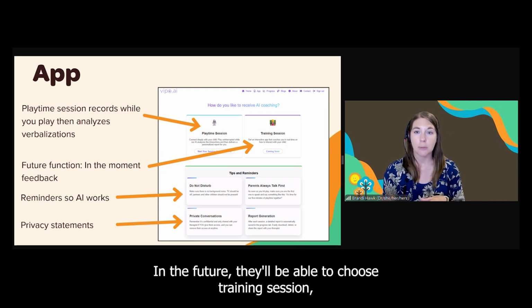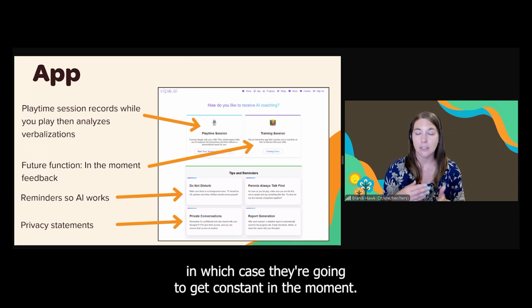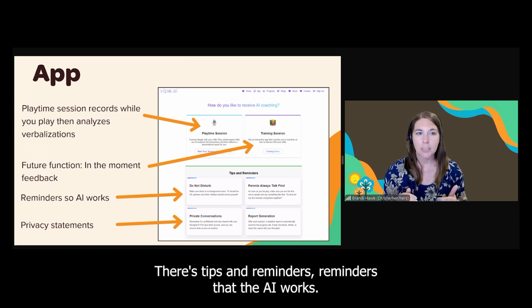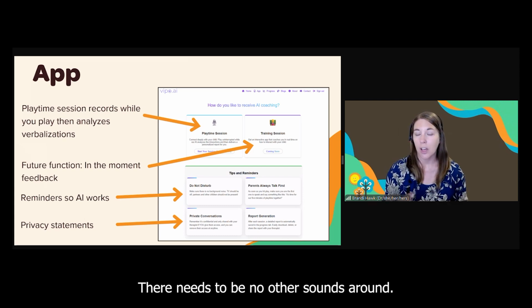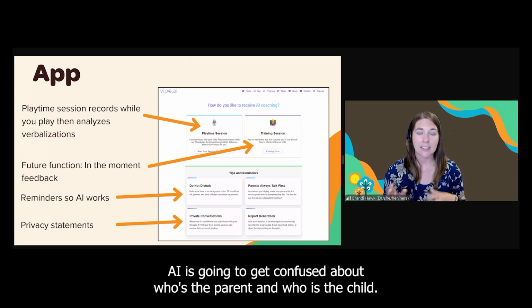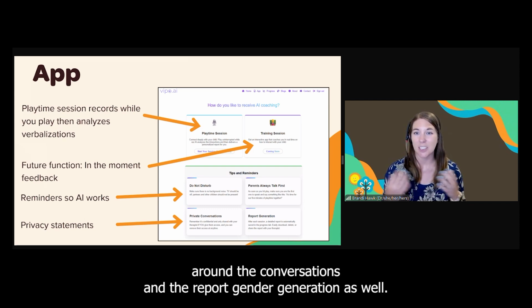In the future, they'll be able to choose a training session, in which case they're going to get constant in-the-moment feedback from the AI with the type of skills that they're using. There are tips and reminders. For the AI to work, there needs to be no other sounds around. We want to turn everything off. And the parent always has to talk first, otherwise the AI is going to get confused about who's the parent and who is the child. And then there are also privacy statements around the conversations and the report generation as well.